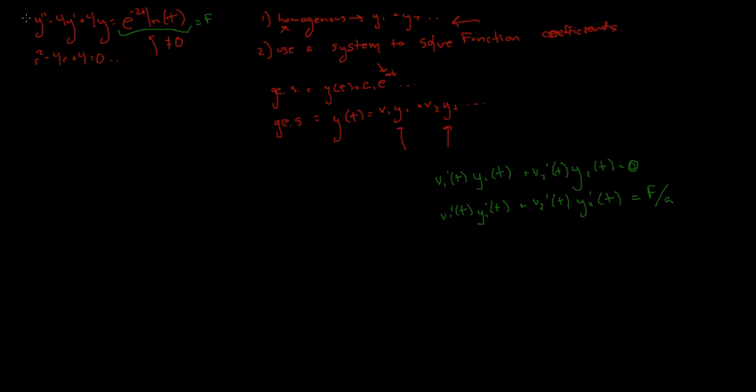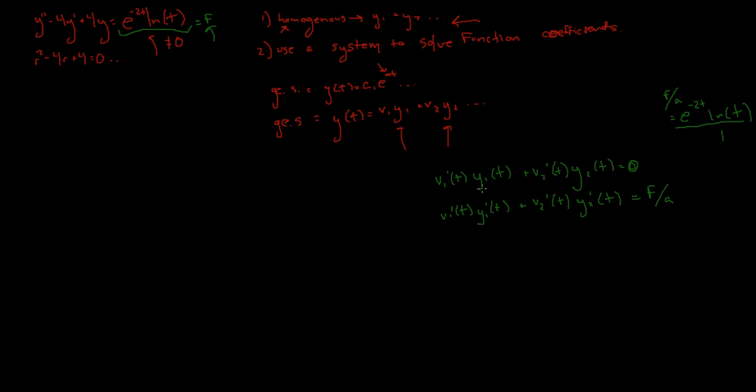And a is just going to be the coefficient to the highest powered term, or the highest derivative term. So right here, a is 1. If this was 2y, then a would be 2. So that's 1. So f over a in this case is just this part over 1, which is just this part. So we're going to say f over a is going to be equal to e to the negative 2t natural log of t over 1.